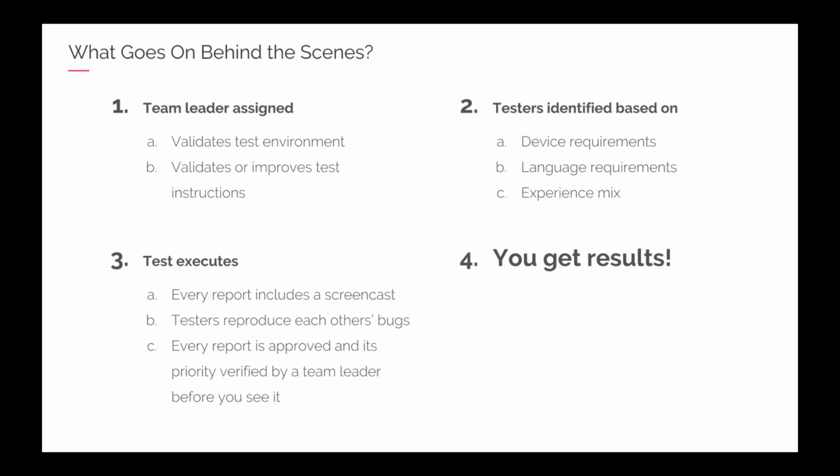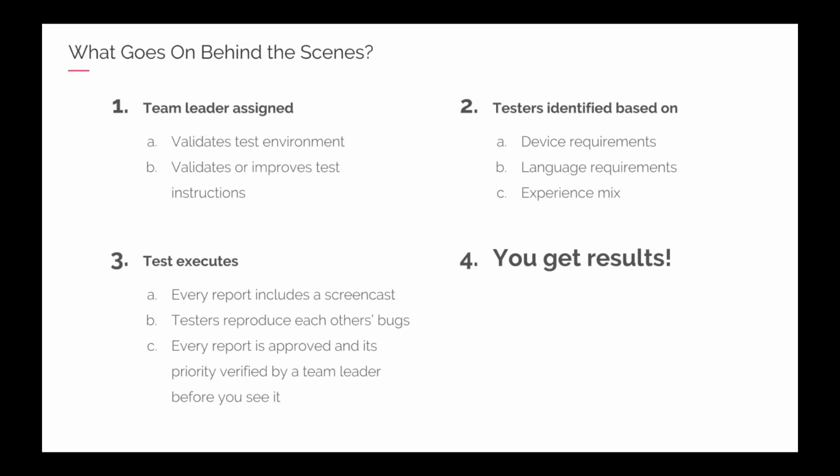The second thing that we do is we identify a pool of testers, and it's a common misconception that, okay, there's 40,000 testers in the crowd, that means 40,000 people are going to be beating on my app. Oh my goodness. And that's actually not how it works.